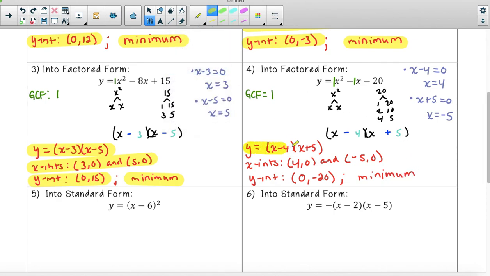So y equals x minus 4 times x plus 5. The x-intercepts are at 4, 0 and negative 5, 0. The y-intercept is 0, negative 20. And it has a minimum vertex.